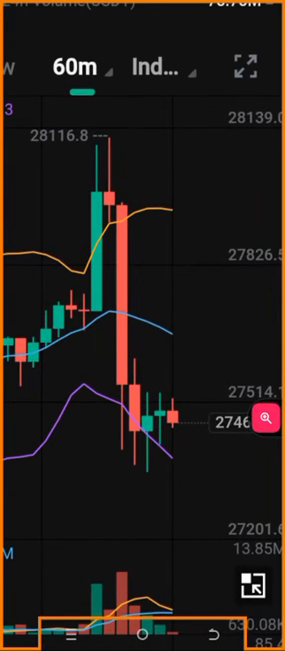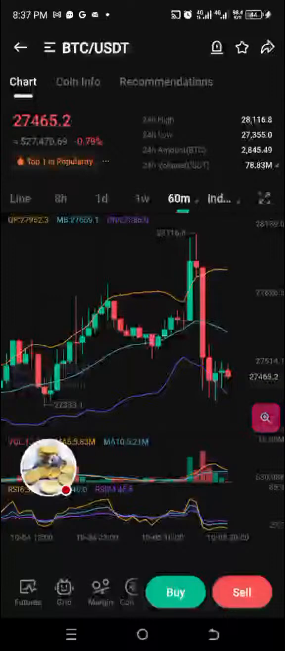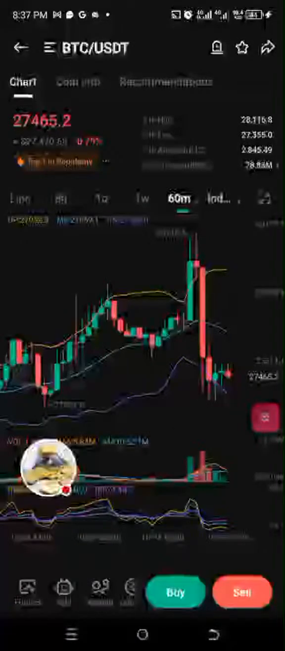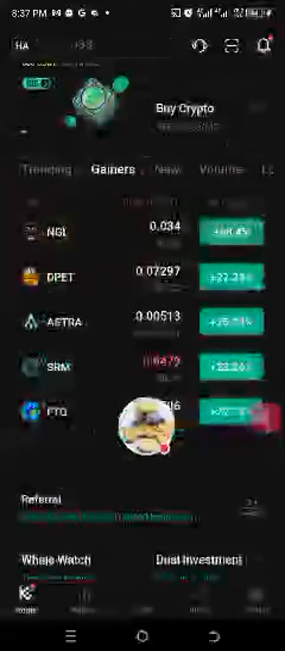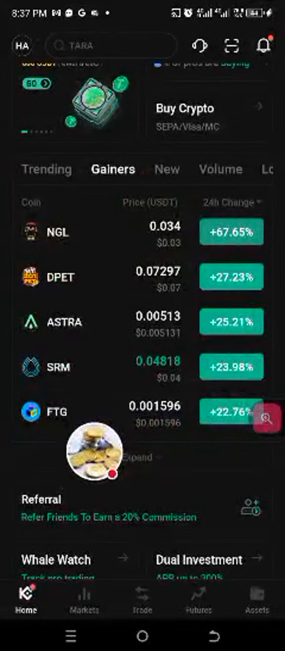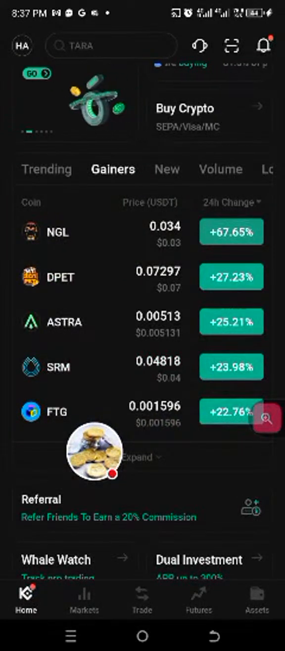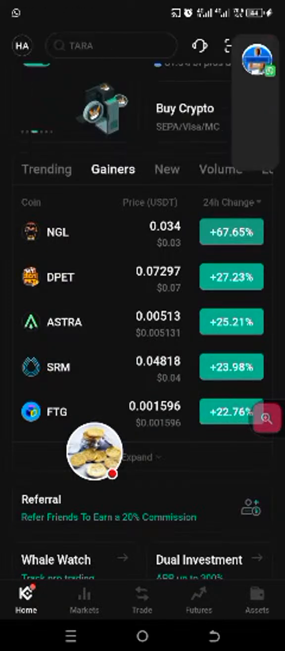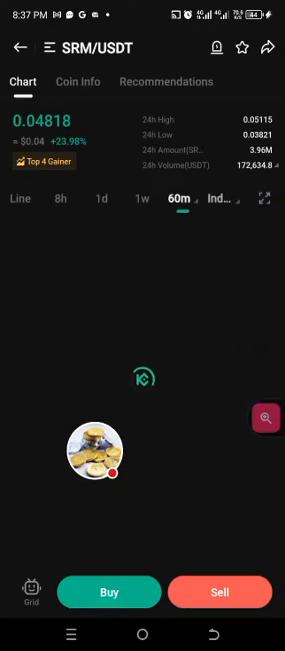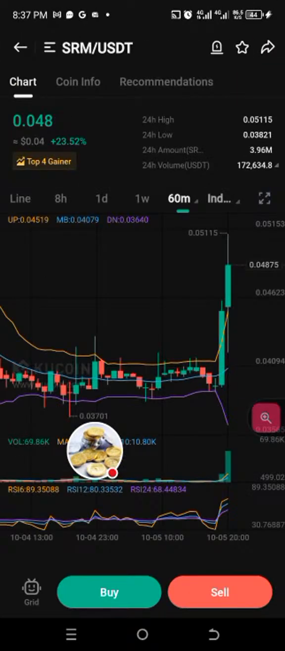Once BTC has dumped, you can see that. But that notwithstanding, doesn't mean that we can't do our trading. We can always do it. I'm just saying that I was wondering why all of them were having the same feel, the same look. Look at SRM. Let's check that one too. It's also going down, but it's not yet showing a red candle.